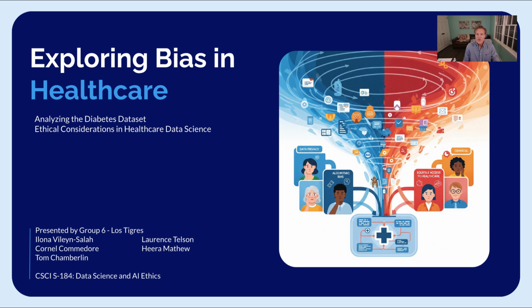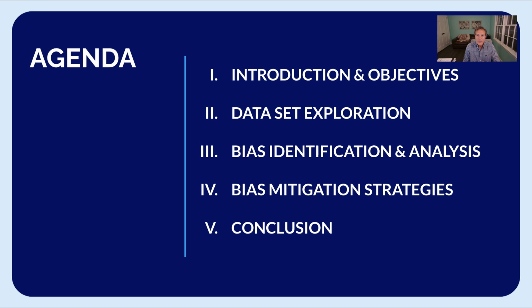In this presentation, we'll be discussing the critical topic of bias in healthcare data, specifically focusing on our analysis of the provided diabetes dataset. Let's walk through our agenda for today's presentation. We begin with introduction and objectives, where we outline what we aim to achieve with this analysis. Next, we'll move into data set exploration. Here, we'll delve into the specifics of the diabetes dataset, discussing its variables, characteristics, and the crucial data cleanup steps we undertook to address identified issues like medically implausible values and omissions.